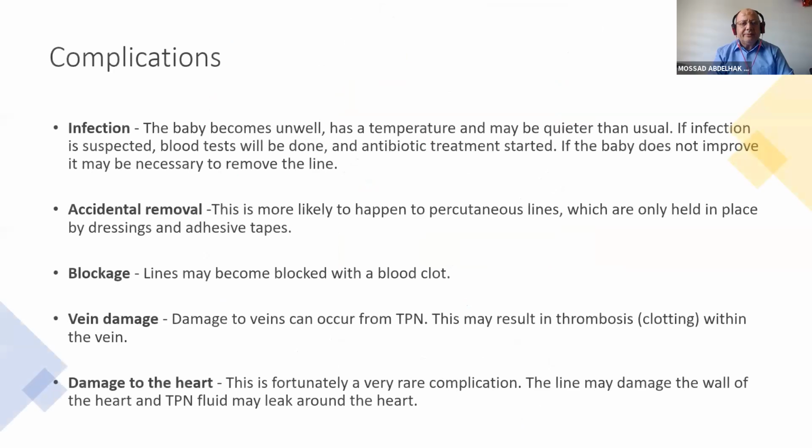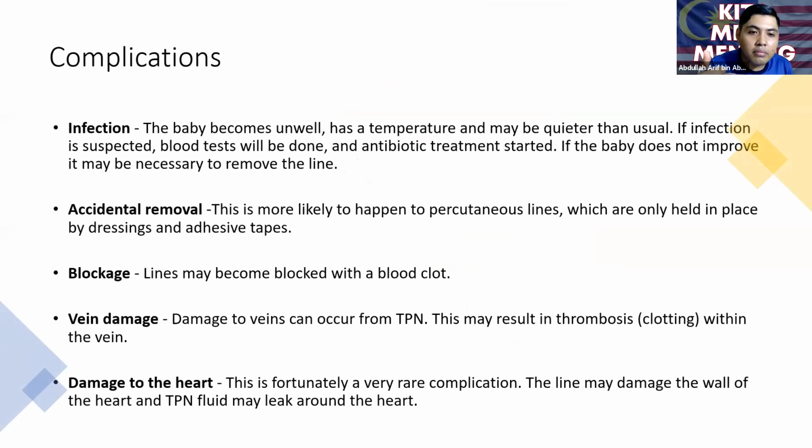The complications are still the same as before. Infections. Sometimes the patient can accidentally remove the PICC. Blockage: the line may block due to a blood clot, or vein damage from the TPN. Damage to the heart is a rare complication. So I think that's all from me.